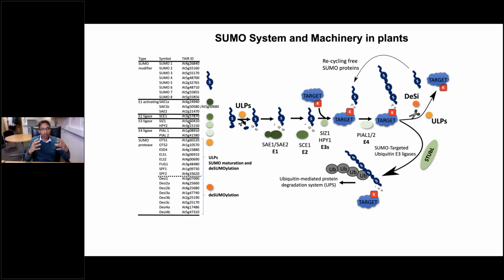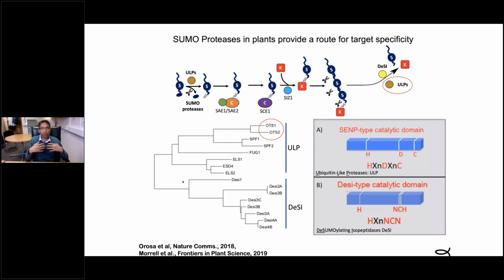But you can see from the organization of the gene system that the protease gene family is expanded, while the E3 ligases, which conjugate SUMO onto target proteins, have remained the same, while the proteases which process SUMO as well as cleave SUMO off target proteins have expanded. So we think that the SUMO proteases at this stage provide the real clear route for specificity within the SUMO system. And there are 2 types of proteases, the SENP type, which is the ubiquitin-like protease, the ULP, and then the DESI type.